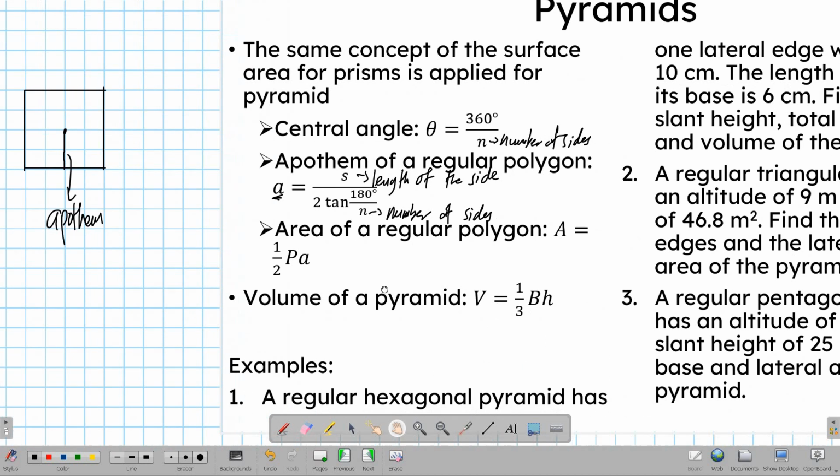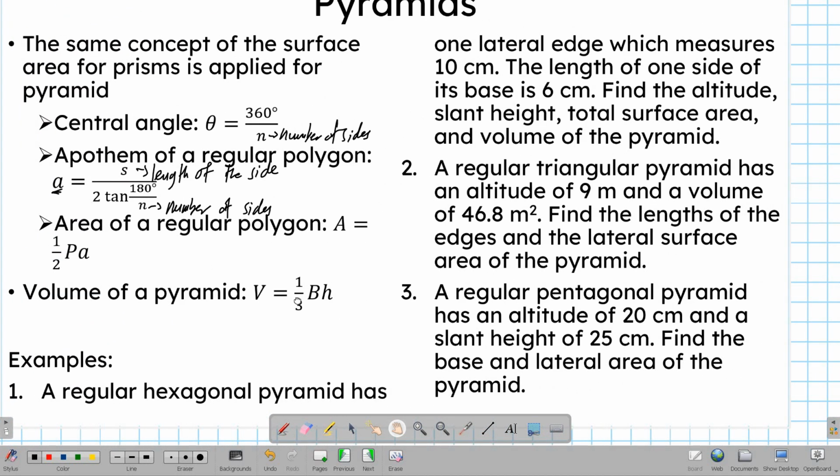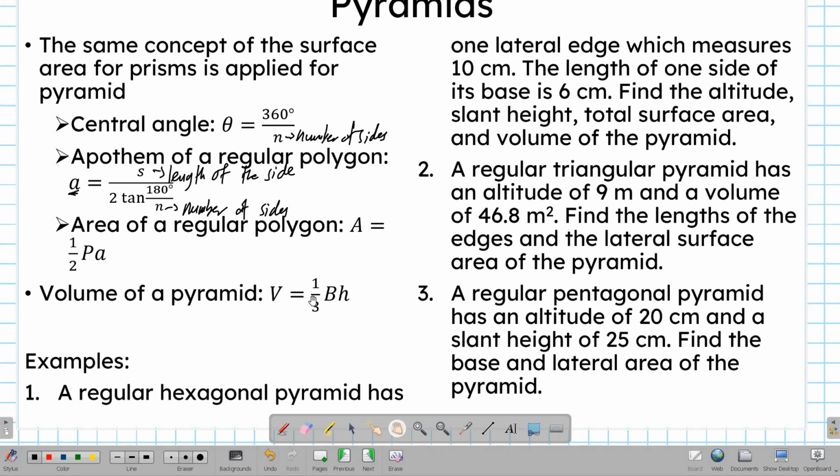Now, let's work on some problems. First, a regular hexagonal pyramid has one lateral edge which measures 10 centimeters. The length of one side of its base is 6 centimeters. We are asked to find the altitude, slant height, total surface area, and volume of the pyramid.